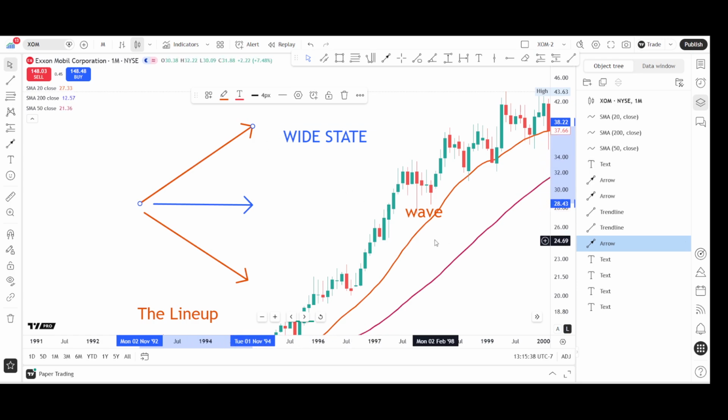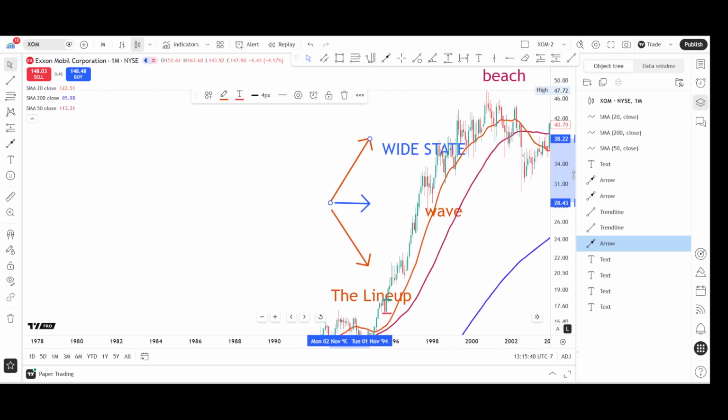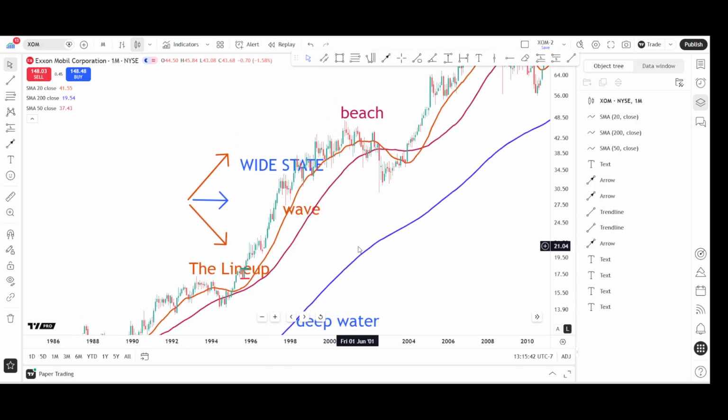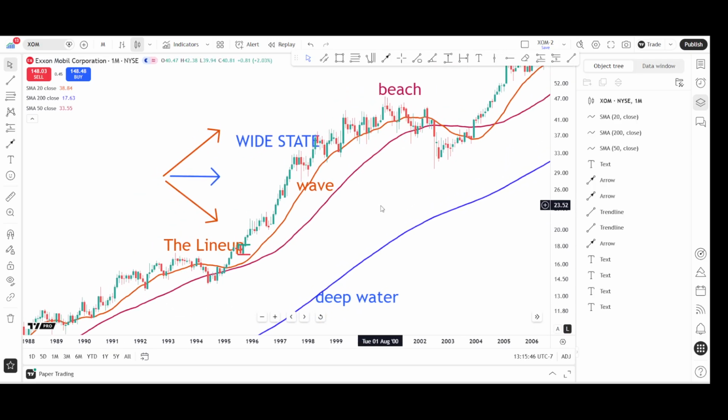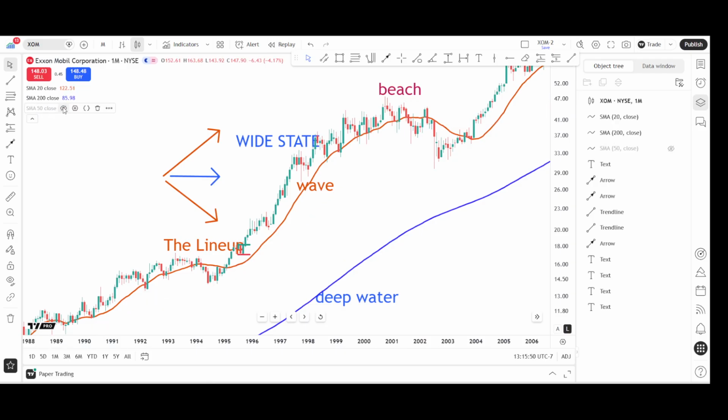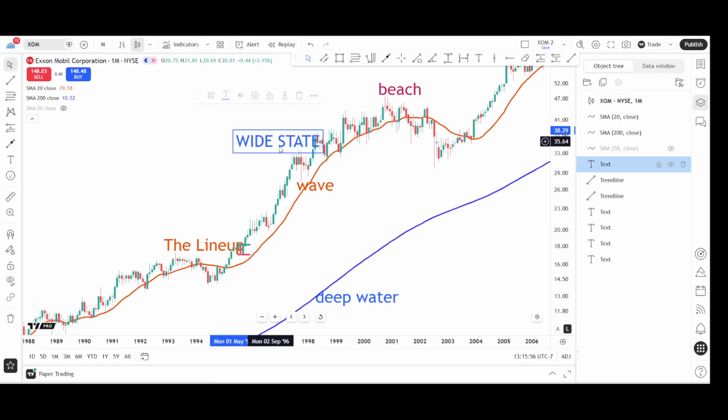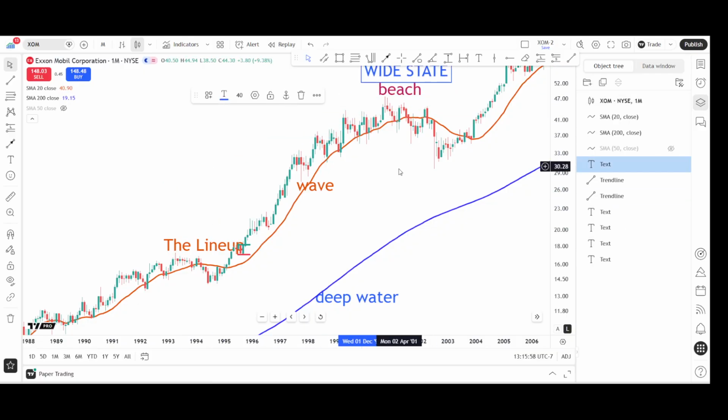So let's just back this off here. And we've got our coastline analogy. Let's get rid of the 50, that's kind of noisy right now. Let's get rid of these. Let's put the wide state where it belongs, up here.